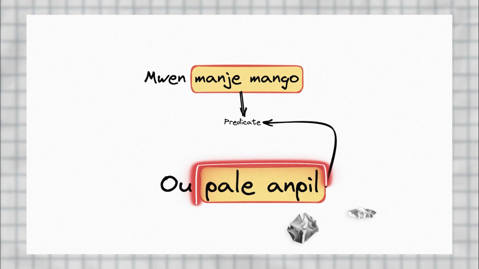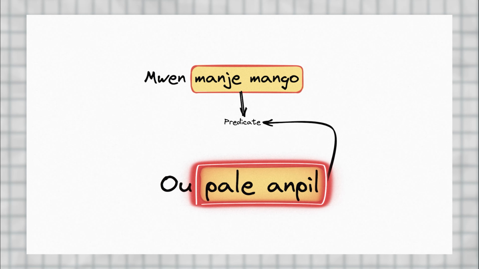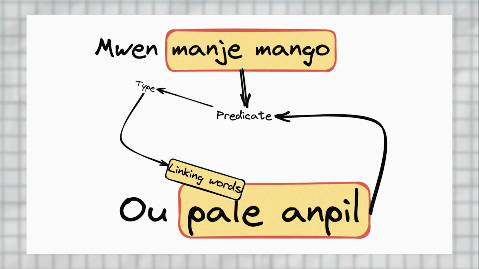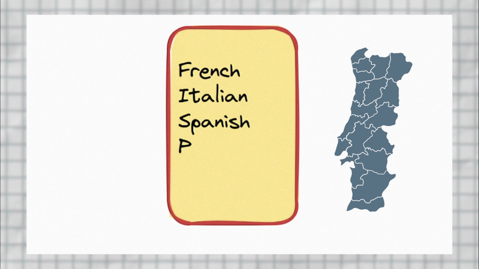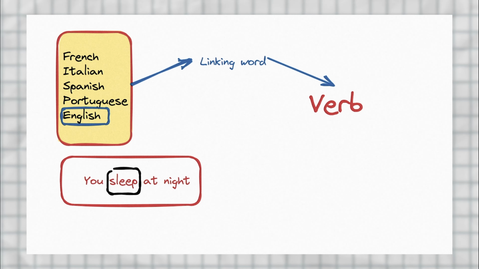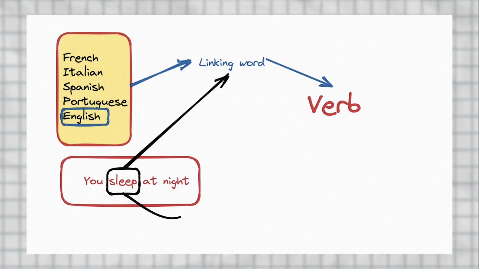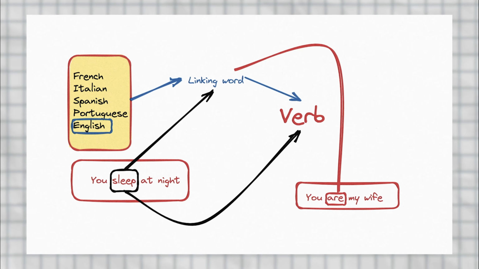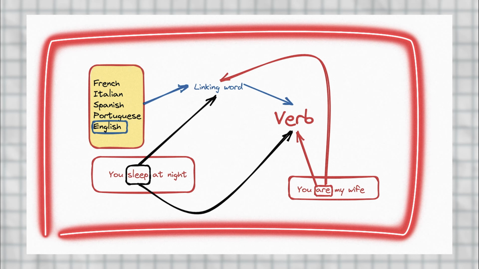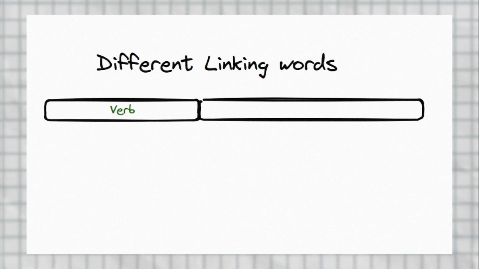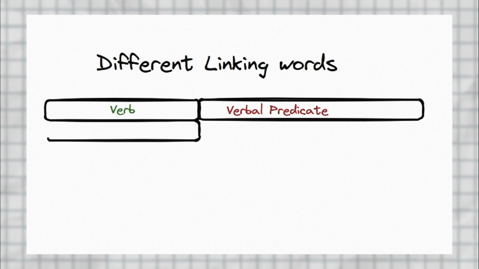Now, the type of predicate depends on the linking word that you use. This is where the difference comes in. In other Romance languages, and even in English, the linking word is always a verb. For instance, you sleep at night. Sleep is the linking word and the verb. You are my wife, are is the linking word and the verb. In Haitian Creole, we use all kinds of linking words, not just verbs.